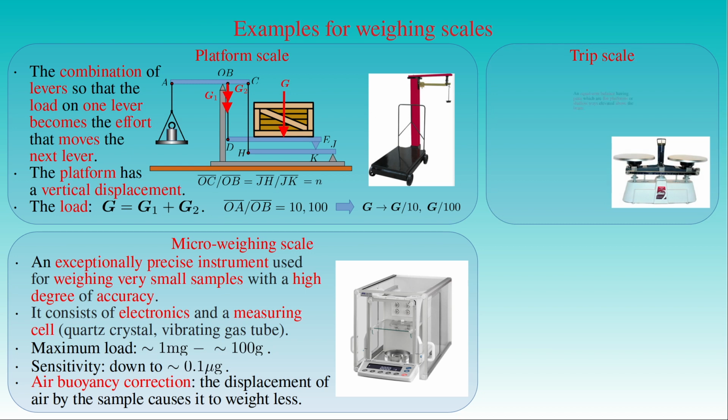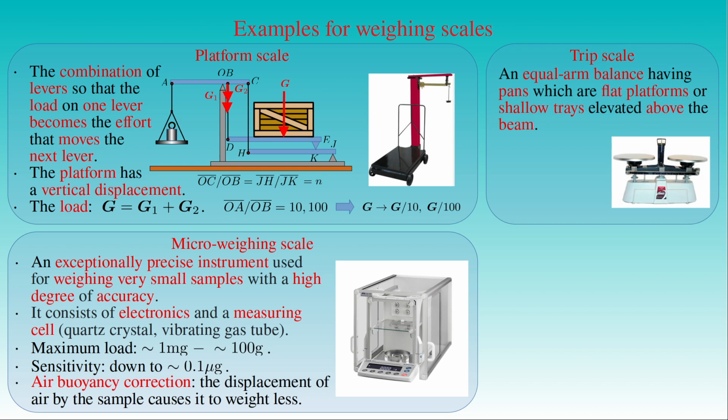It is an equal arm balance having pans which are flat platforms or shallow trays elevated above the beam. It has many different versions, such as the Roberval balance with two identical parallel beams mounted above a vertical column or two pivots placed in a case, as seen in the figure. On each side the horizontal beams are attached to vertical beams, and two horizontal plates are fixed on top of them. Since the vertical beams are always vertical and the plates are always horizontal, the mass of the sample placed on one of the plates is always equal to the mass of the calibrated weight added to the other plate, regardless of where the sample is placed on the plate.